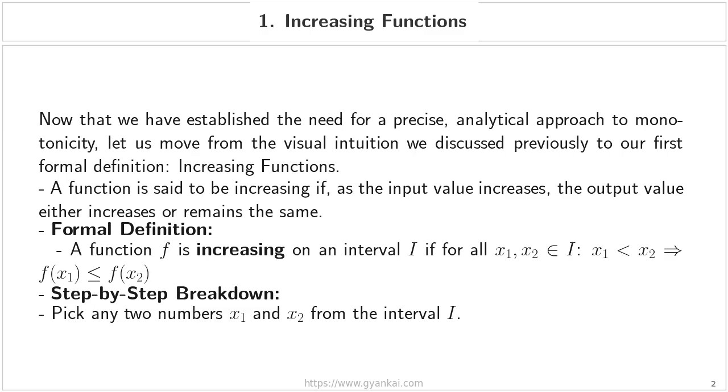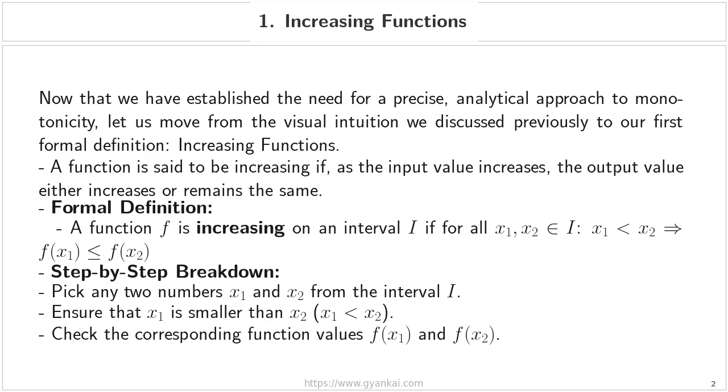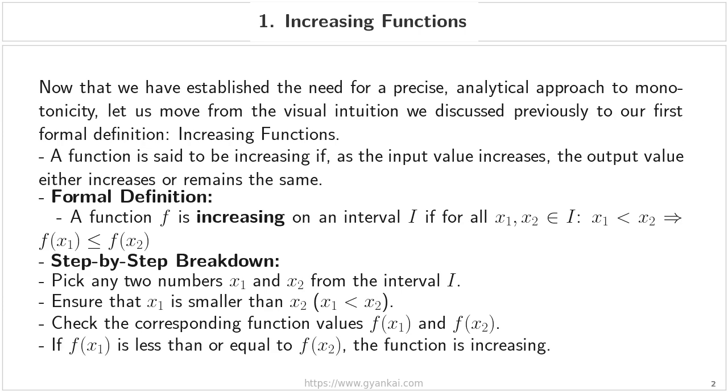First, pick any two numbers, x sub 1 and x sub 2, from within the interval I. Second, ensure that x sub 1 is the smaller of the two values, meaning x sub 1 is less than x sub 2. Third, calculate and check the corresponding function values, f of x sub 1 and f of x sub 2. Finally, if you find that f of x sub 1 is less than or equal to f of x sub 2, then the function is classified as increasing.